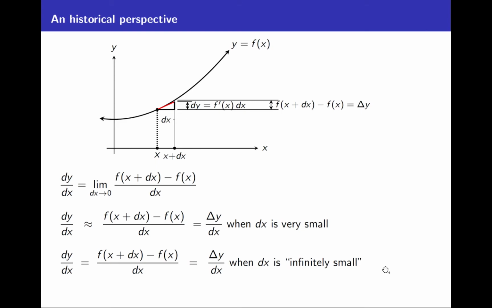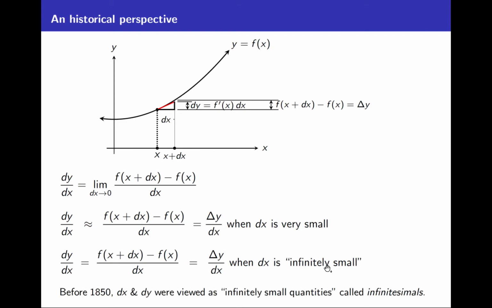And this is actually how derivatives were originally conceived. Before 1850, dx and dy were viewed as infinitely small quantities. And in fact, dy was even thought of as delta y in this picture. So the derivative was the quotient delta y over dx when dx was infinitely small. And these things were called infinitesimals.